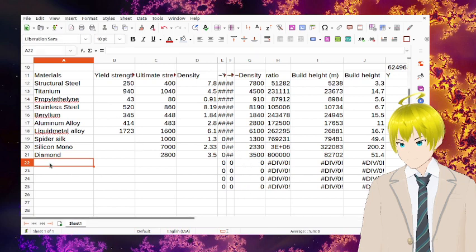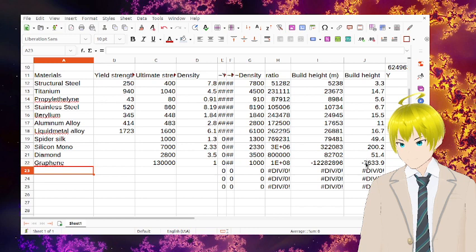Okay, let's do graphene. So graphene is not like a rope. You can't build a rope out of graphene. 13. How many zeros is that? 1, 2, 3, 4. 130,000. 130,000. The density is only 1. So watch what happened. Look what happened here. This is interesting. We got a negative number here. What happened? What went wrong?